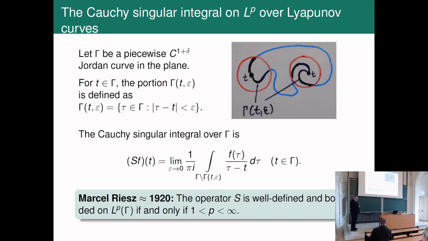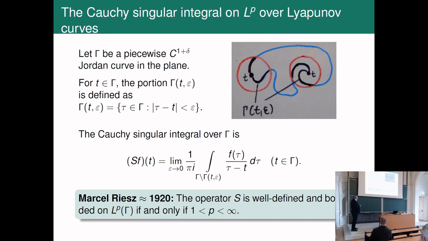And now the point is the singular integral operator may also be defined on arbitrary curves. Let us consider a curve gamma which is piecewise C1 plus delta, and it is a Jordan curve that divides the plane into 2 connected components. Here you see this blue curve is a Jordan curve and a Lyapunov curve. Now fix a point t on this curve and consider everything on this curve which is contained in a disk of radius epsilon. This is called the portion of this curve around t within the disk of radius epsilon.